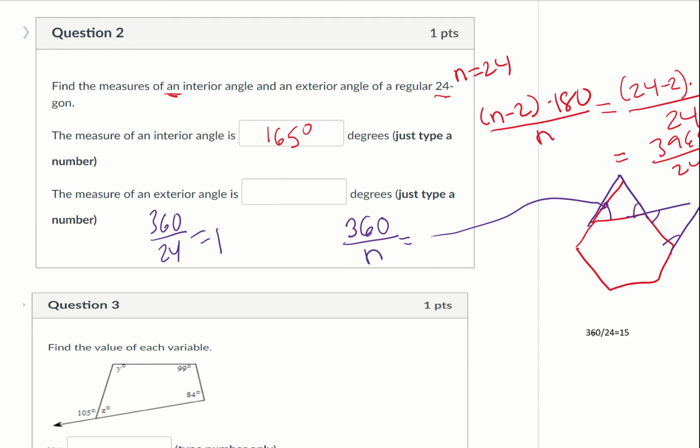And that's going to be 15 degrees. So that's saying that each of these exterior angles is 15 degrees for a 24-sided polygon.